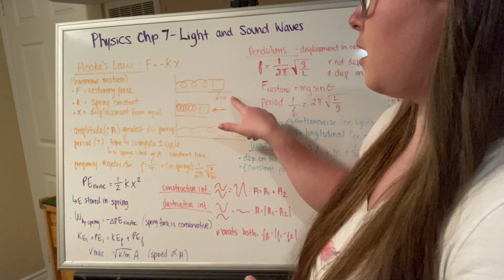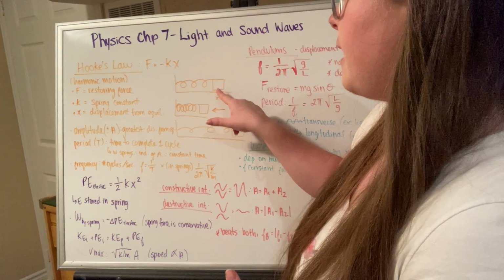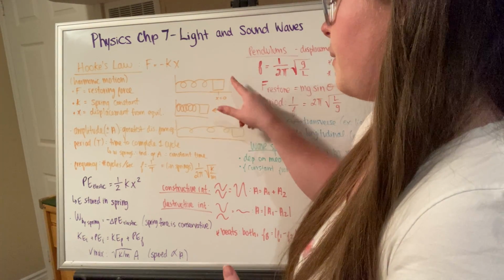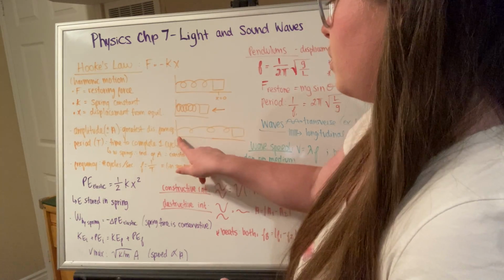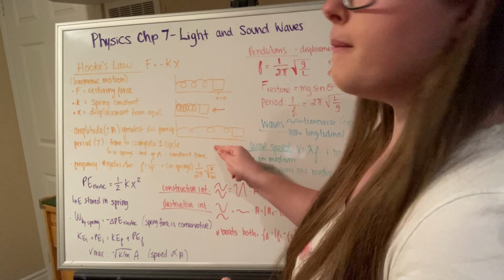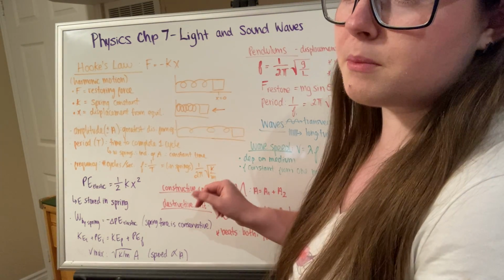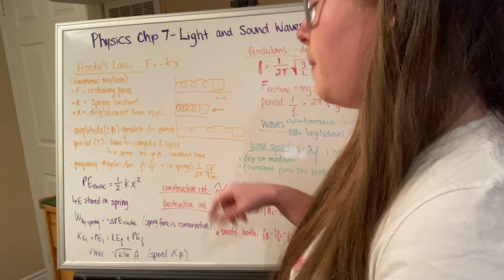So this is our spring and our mass, for example, and this is at equilibrium, x equals 0. So if you're compressing the spring that way, or you're pulling the spring this way, you're moving, right? There's a displacement from equilibrium. So that's the most important part to understand here, as well as this equation.